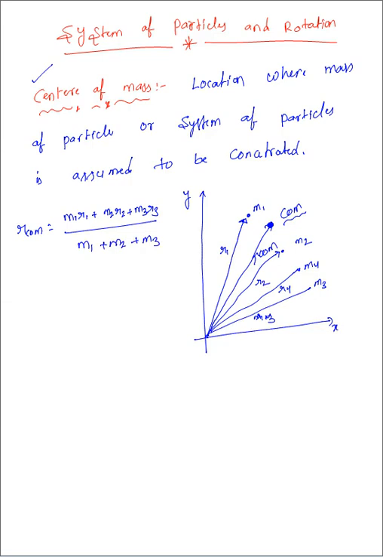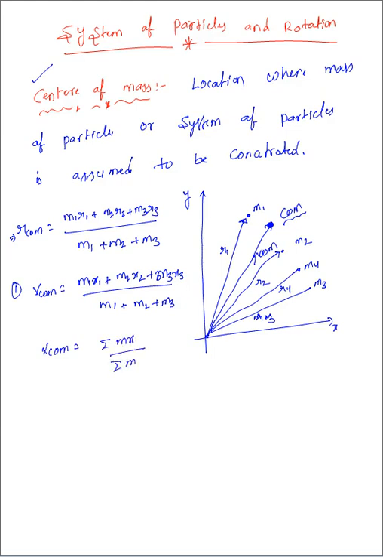For example, if you want to write it for the x-axis, XCOM can be written by replacing r1 with the coordinates x1: m1x1 plus m2x2 plus m3x3, divided by m1 plus m2 plus m3. Simply, XCOM equals sigma mx divided by sigma m, where mx means m1x1 plus m2x2 plus m3x3 and so on.